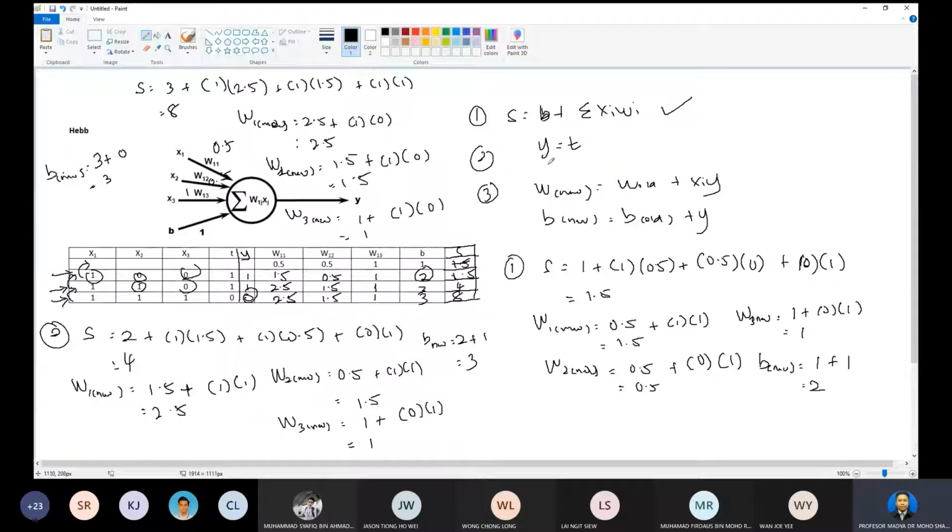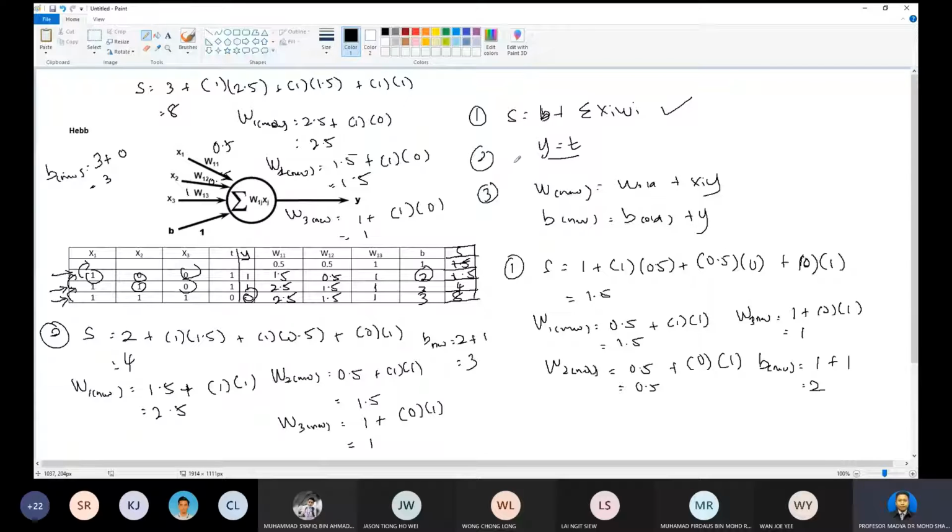Y equals T because of the target. The output will be equal to the target, so I put another column here for Y. Y will follow the target. Then we have to adapt the weight and bias, for every weight and bias. That's the formula. This formula will be given for the midterm test, part 2. No need to memorize. The formulas for Hebb, Perceptron, and also Adaline will be given.